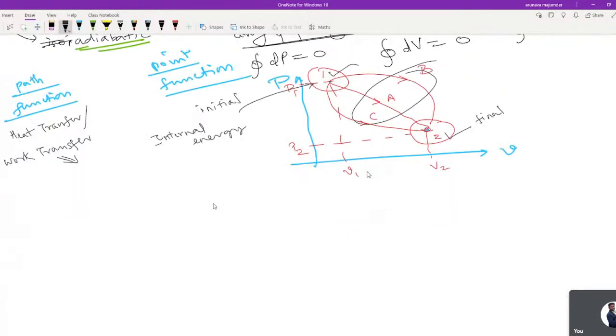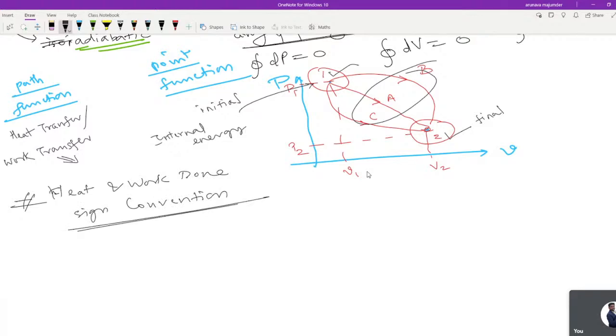Now we will also discuss another important point to take away: the heat and work done sign convention. This is another very important topic where I've seen most students get confused, right? There is a simple way to remember this. I will share a very simple trick. So just remember this diagram alone, and all the positives and negatives will not confuse you.